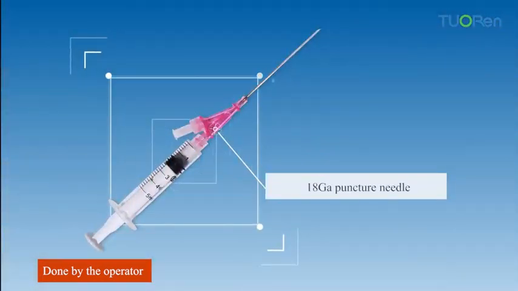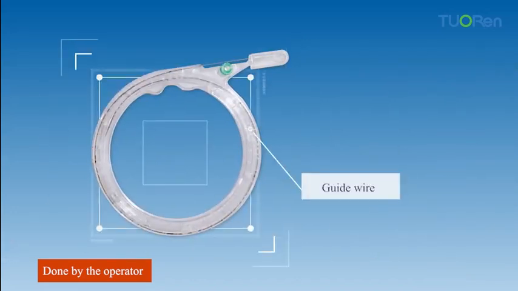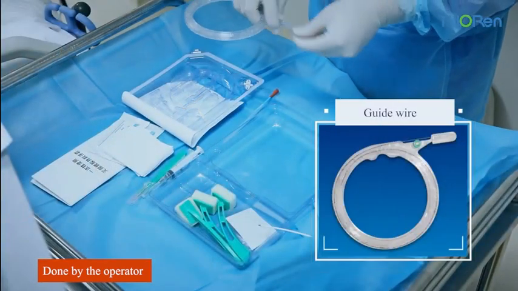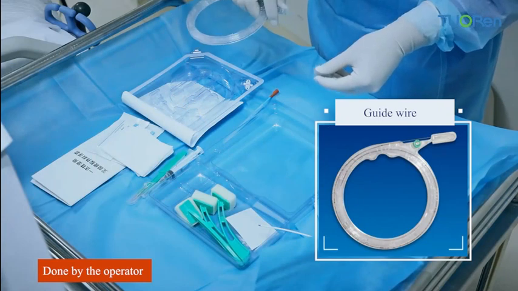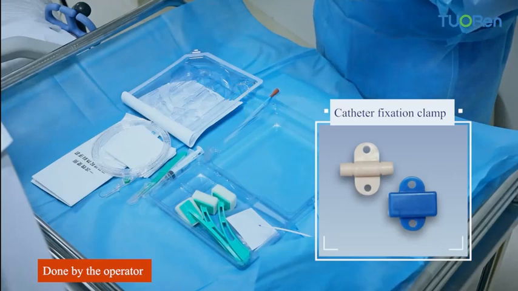18-gauge puncture needle, dilator, central venous catheter. The length of the catheter is 20 cm. Guide wire. Catheter fixation clamp.